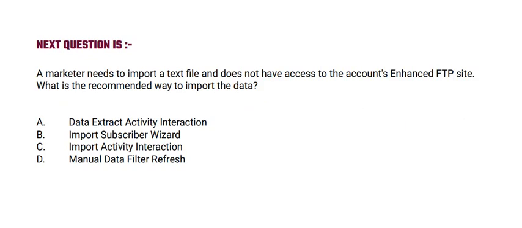Now, the question is: a marketer needs to import a text file and does not have access to the account's enhanced FTP site. What is the recommended way to import the data? Options are: Option A, data extract activity interactions. Option B, import subscriber wizard. Option C, import activity interactions. And option D, manual data filter refresh. The correct option is option B.